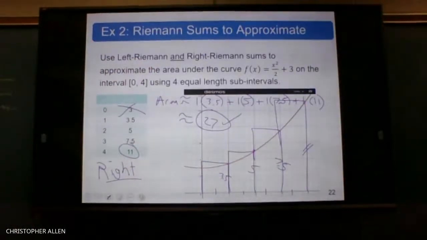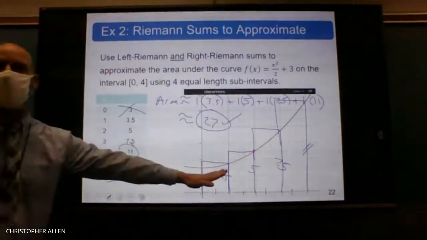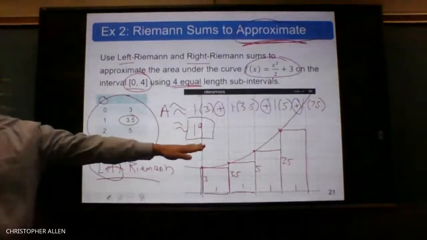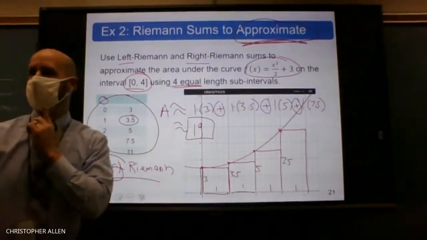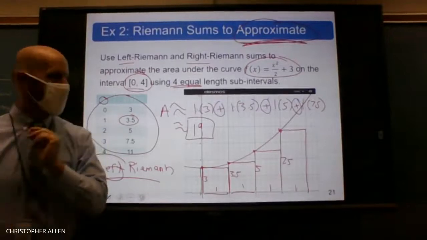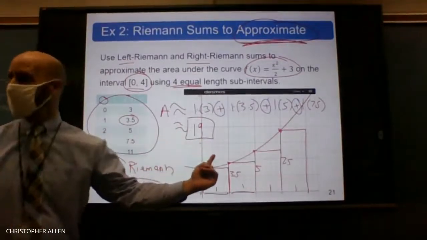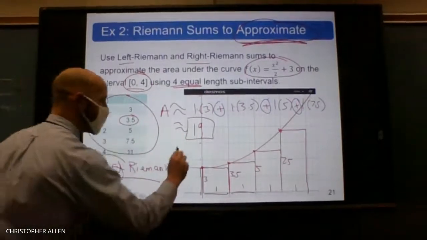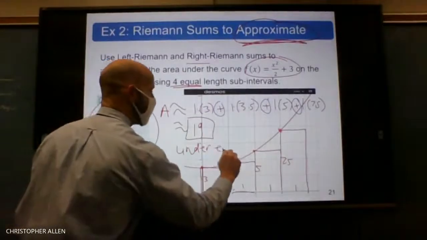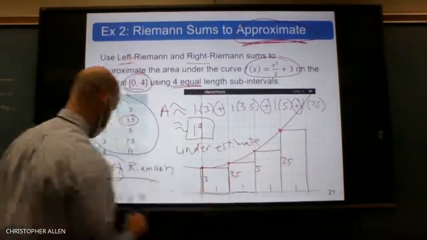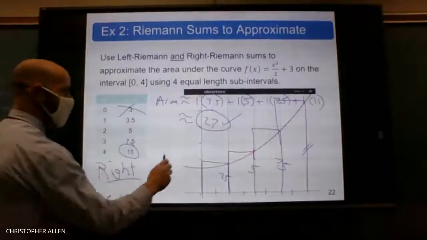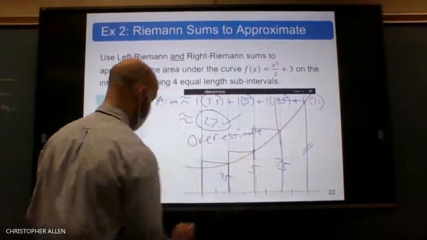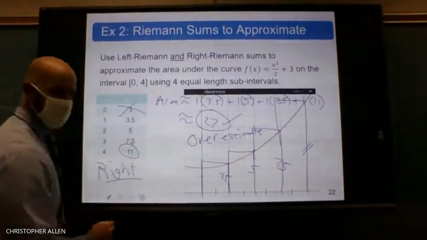By the way, is this the correct answer for the exact area? No. Where do you think the answer is? It's somewhere between those two, though, isn't it? Because all these, so let me do this in red, this is an underestimate. This guy over here was an overestimate.